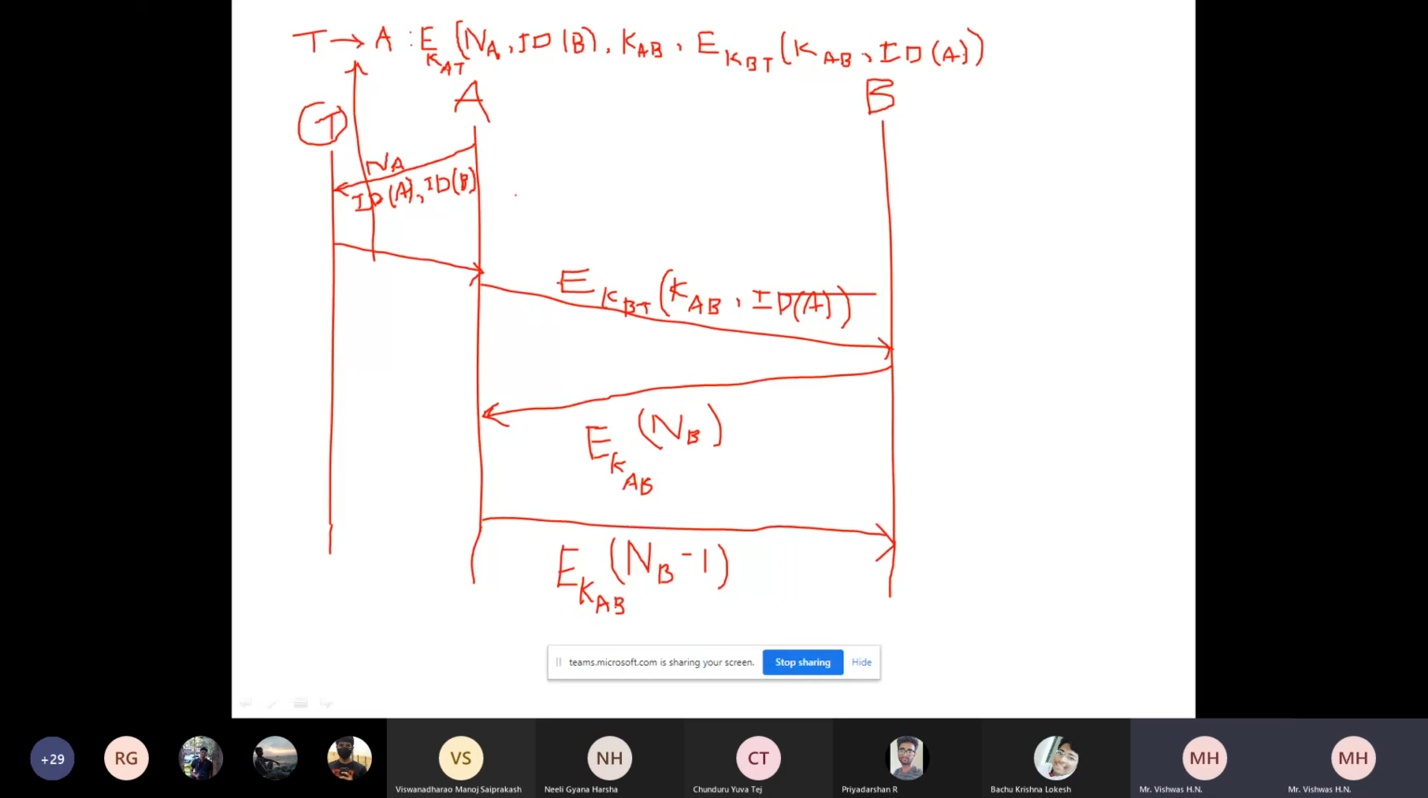Is that clear, students? That is also encrypted using key AB. In this case, B understands that yes, it is the right person for communication, and then the communication continues. Basically, you are proving authentication here. Let me tell it again.